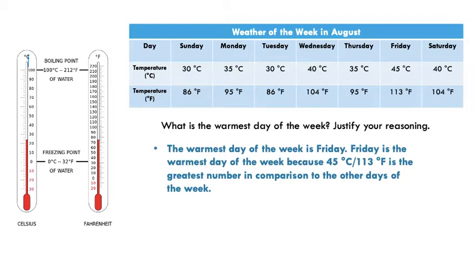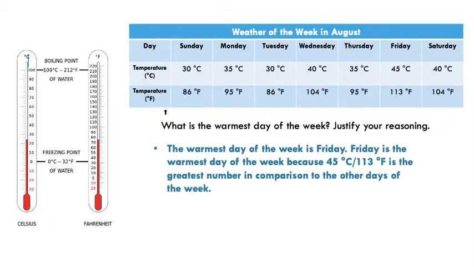So our next question reads, what is the warmest day of the week? Justify your reasoning. So our warmest day of the week is going to be our highest integer, so our greatest integer. If we just look at Celsius, we have 30, 35, 30, 40, 35, 45, and 40. So the greatest integer that we have for Celsius is 45 degrees Celsius. So that means out of all these days, Friday is going to be the warmest day.